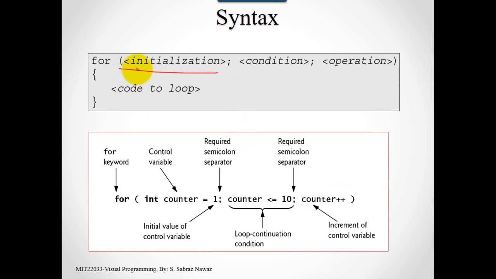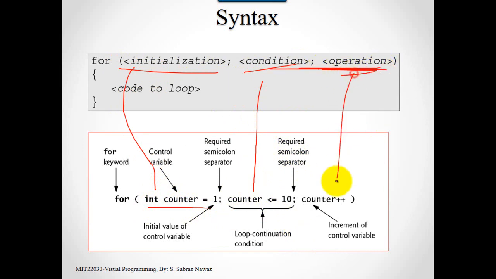Initialization is done first. You see the initialization here: int counter equal 1, and it is separated by a semicolon, and then the condition is put. Here we have the condition counter less than or equal to 10, and then the operation. This operation, the counter controlling operation, is done here. It is increment or decrement. So the body of the loop will come within the braces.